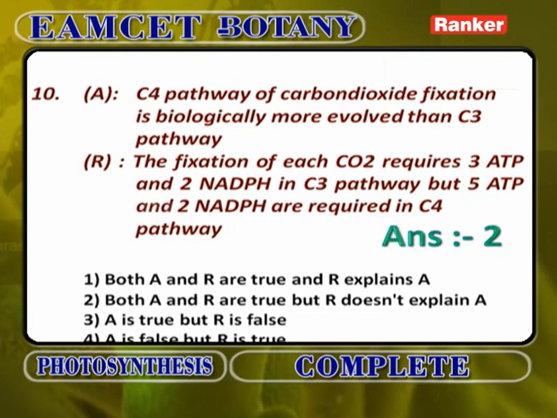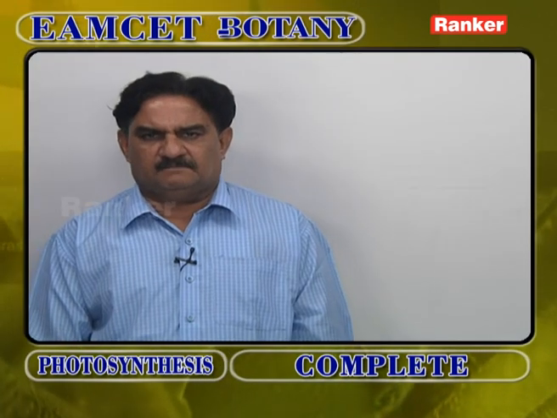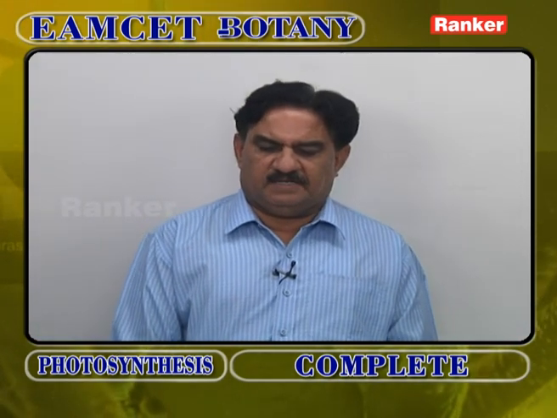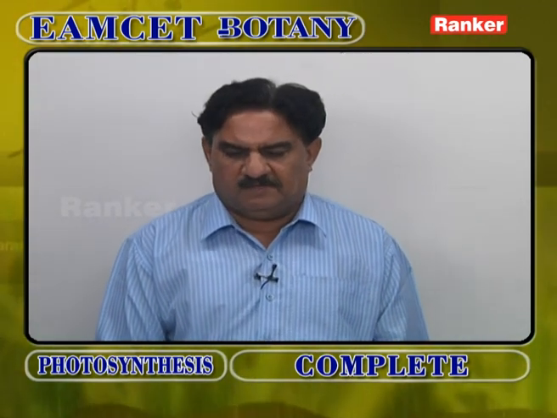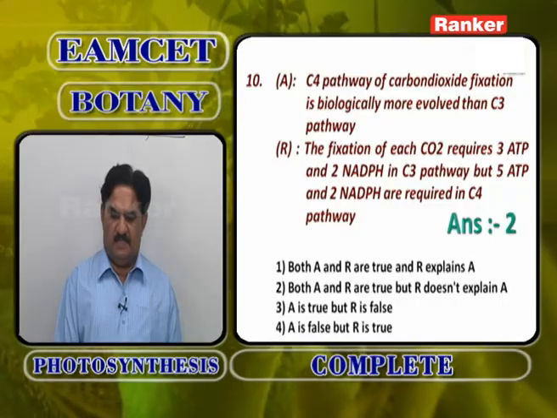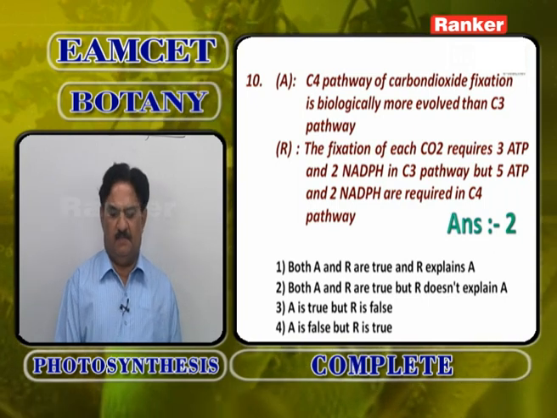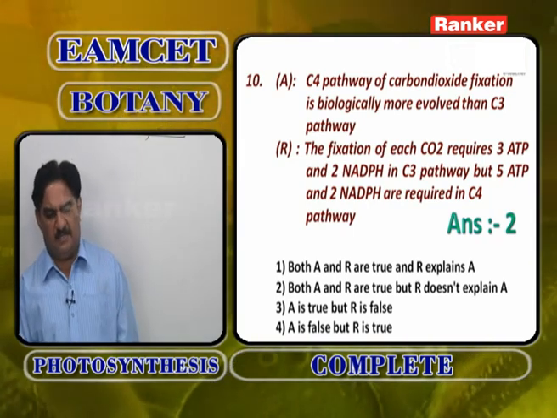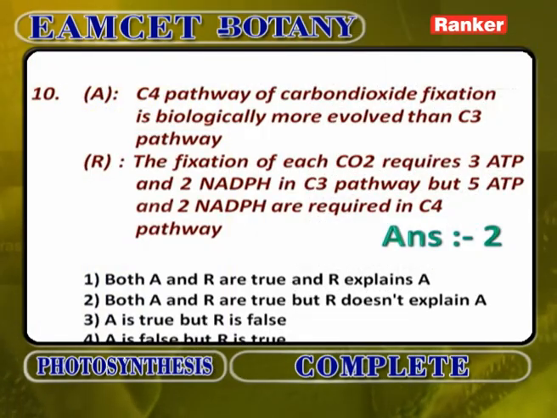C4 pathway of carbon dioxide fixation is biologically more evolved than C3 pathway. Definitely, because here there is no wastage of carbon dioxide. Total carbon dioxide is fixed in C4 pathway. The fixation of CO2 requires 3 ATP and 2 NADPH2 in C3 pathway, but 5 ATP and 2 NADPH2 are required in C4 pathway. It is also correct, but it is not the correct link for that first option.